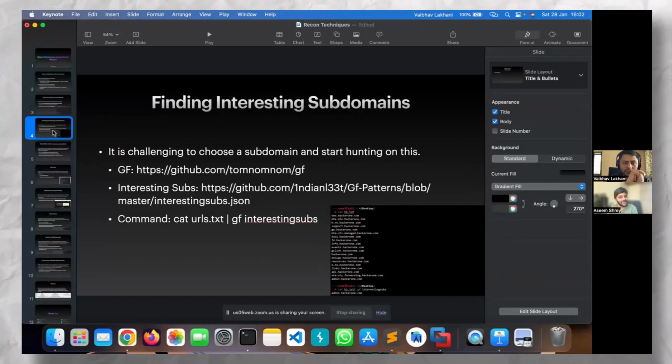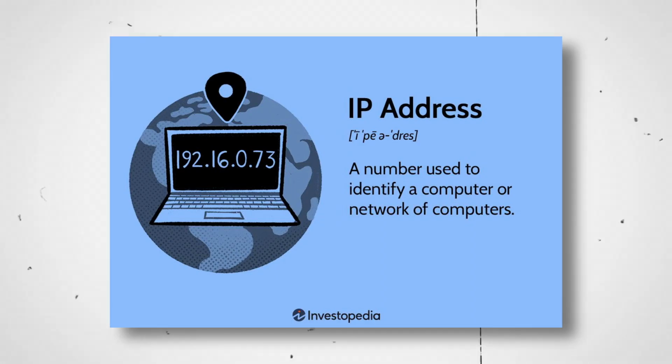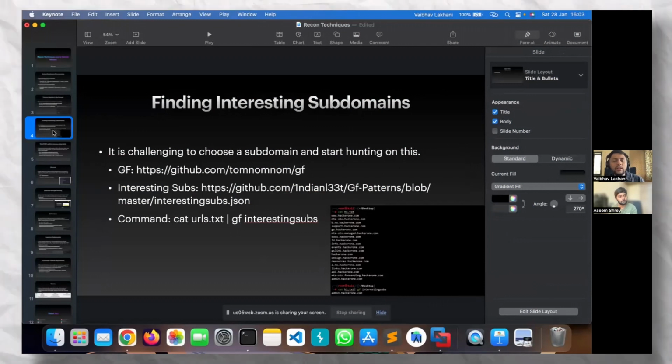So the third one is not actually a technique, but it's something which generally people get confused with. Now, once you collect a lot of different assets, subdomains, IP addresses, you generally get confused where you have to check out from, right? You do not know which subdomain to target first, right? This is one such technique which is definitely going to help you out.